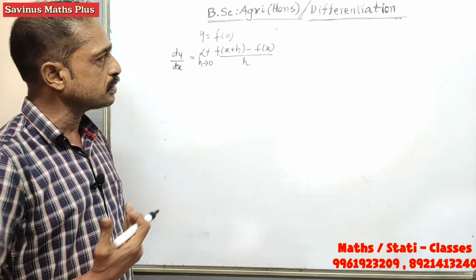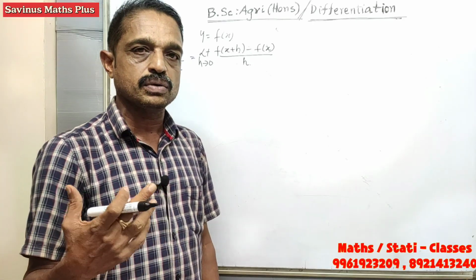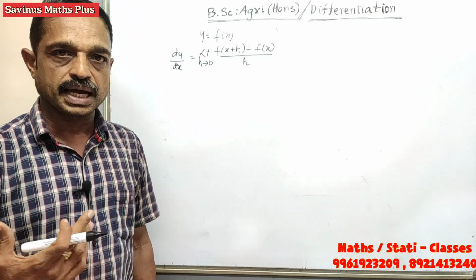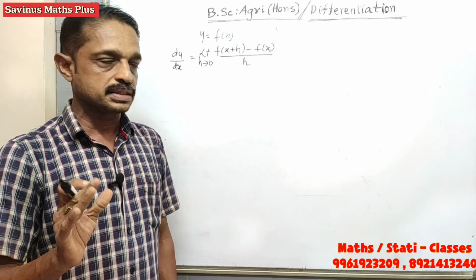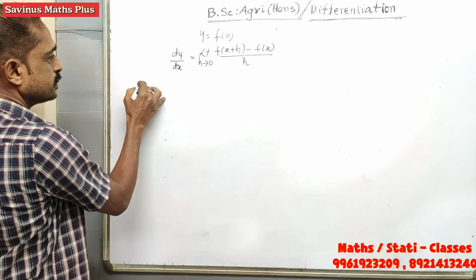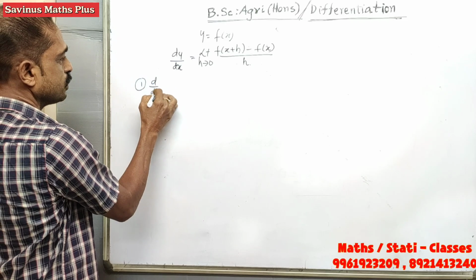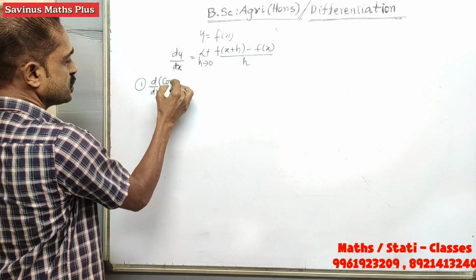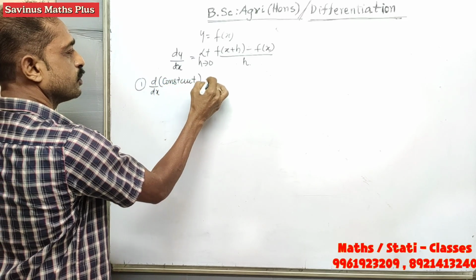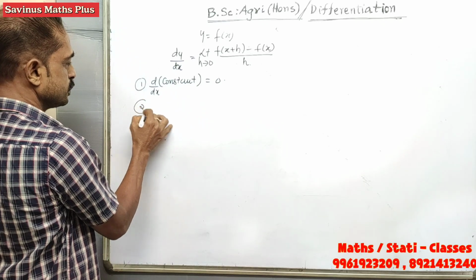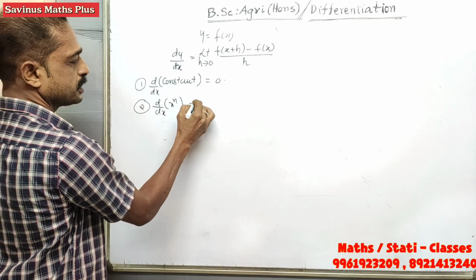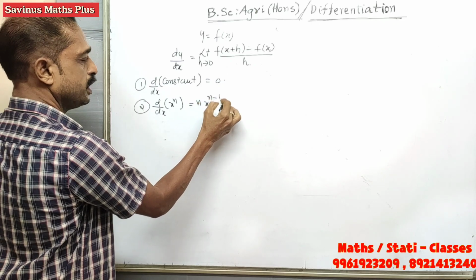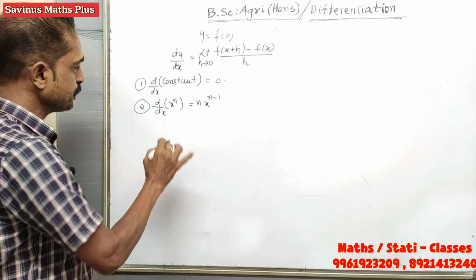In order to study differentiation, first of all you will have to learn some standard results by heart. So let us discuss the standard results. First is d by dx of a constant is equal to 0. So the derivative of a constant is 0. Next is d by dx of x raised to n, which is n into x raised to n minus 1.